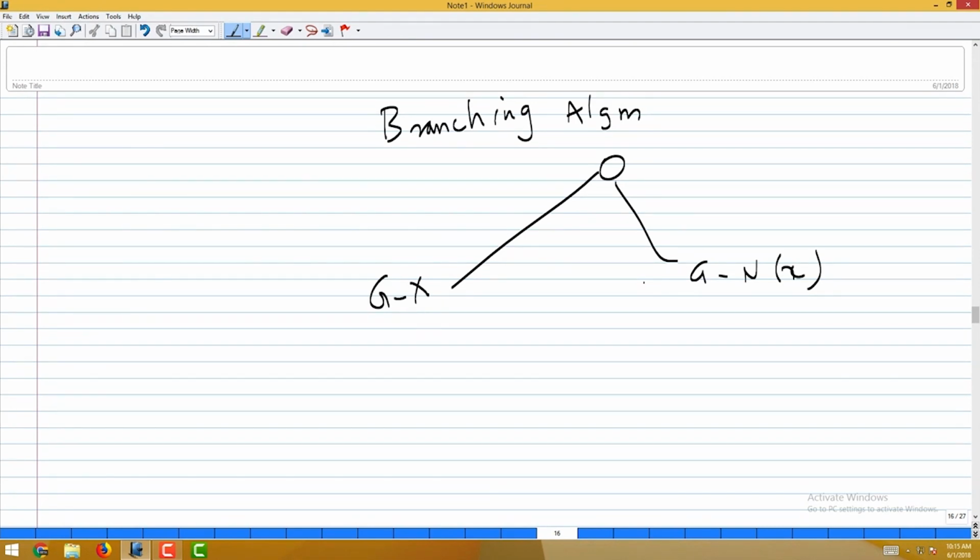But what can you say about the sizes of these? If n is the number of vertices in the original graph, what can you say about the sizes of these 2 subproblems? So, how many here? N minus 1, because one vertex is gone, n minus 1. What can you say here?